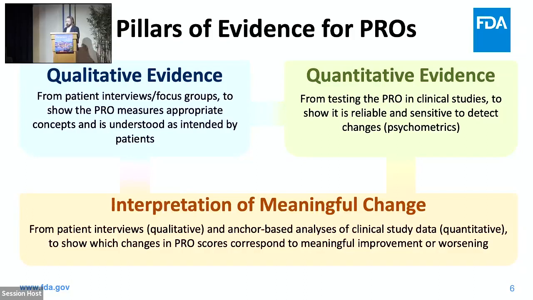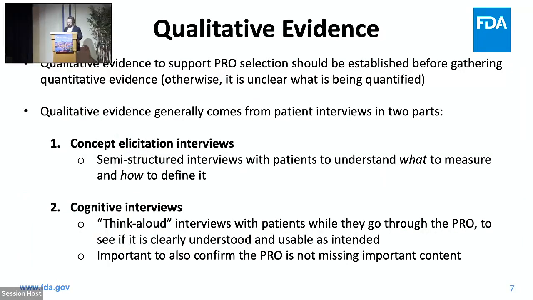The quantitative evidence generally comes from testing the PRO in the clinical trials themselves and performing certain psychometric analyses. This is the more statistical side of what you look at when you actually use the PRO in a clinical trial. What's really important is the bottom box of interpretation of meaningful change, which stems from the qualitative and the quantitative evidence here. In addition to this evidence to support the PRO itself, we also need information to help us interpret the data that come from using the PRO in the clinical trial. We have to understand what kind of changes in the PRO scores correspond to clinically meaningful improvement in the disease. We use both qualitative and quantitative methods to address the question of meaningful changes in PRO scores, and I'll give some examples of that as well.